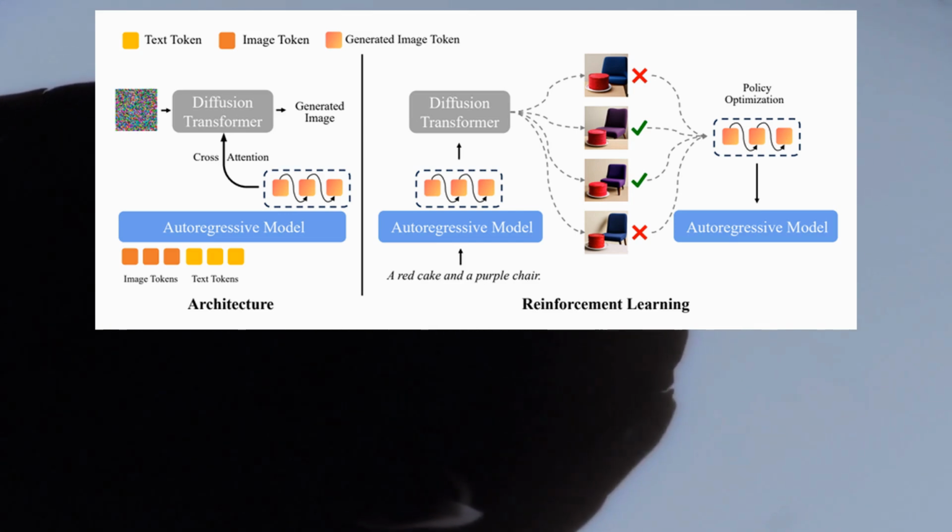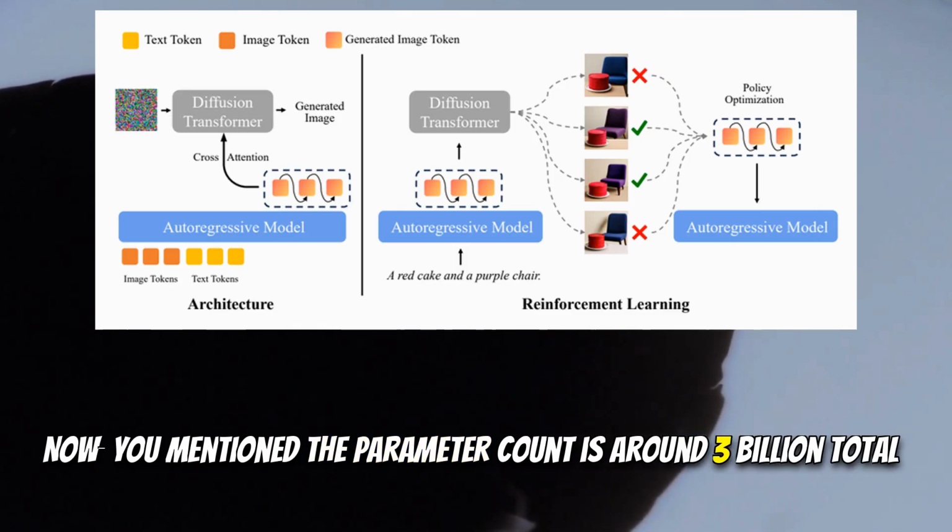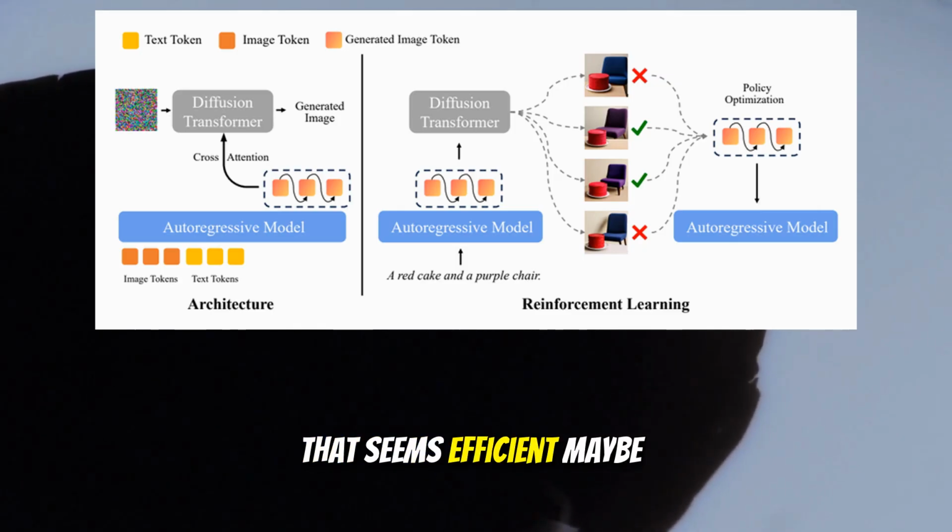Right, clarity and quality. Now, you mentioned the parameter count is around 3 billion total. That seems efficient, maybe.